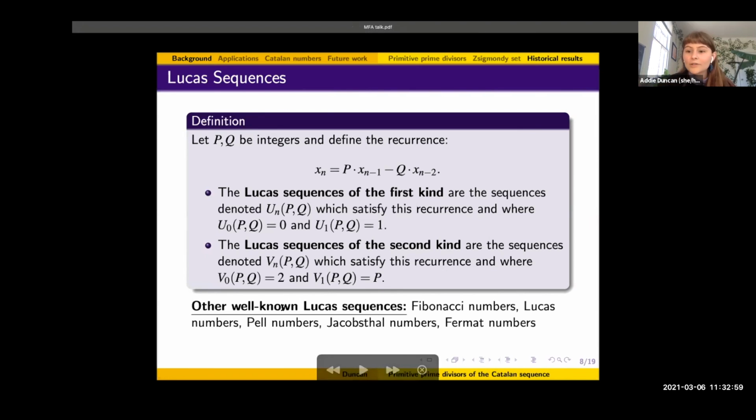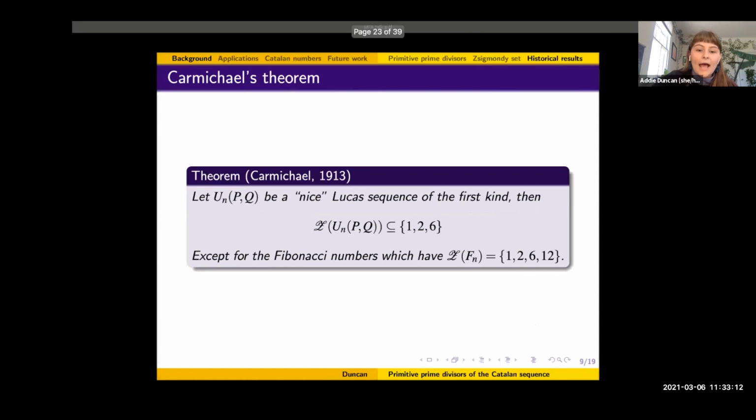There are also lots of other well-known Lucas sequences. So like I said, you've probably heard of the Fibonacci numbers. Maybe you've heard of the Lucas numbers, the Pell numbers, the Jacobsthal numbers, the Fermat numbers. These are all different types of Lucas sequences. And in 1913, a mathematician named Carmichael showed that for a particular type of nice Lucas sequences of the first kind, the Zsigmondy set of these sequences is again a subset of the indices 1, 2, and 6. Except for the Fibonacci numbers, which have a special Zsigmondy set that is 1, 2, 6, and 12, but they're the only exception to this rule.